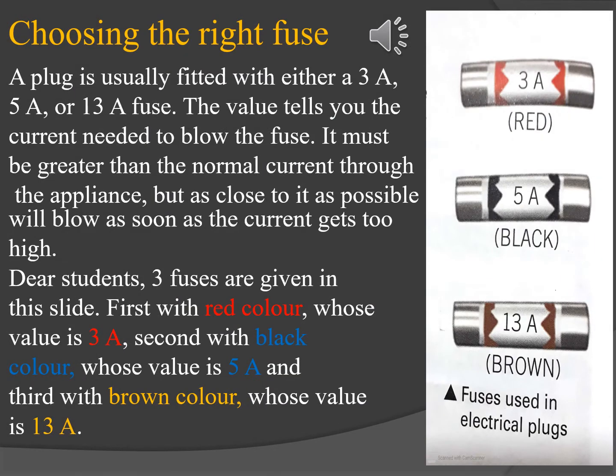Choosing the right fuse. A plug is usually fitted with either a 3 ampere, 5 ampere, or 13 ampere fuse. The value tells you the current needed to blow the fuse. It must be greater than the normal current through the appliance, but as close to it as possible so that the fuse will blow as soon as the current gets too high.